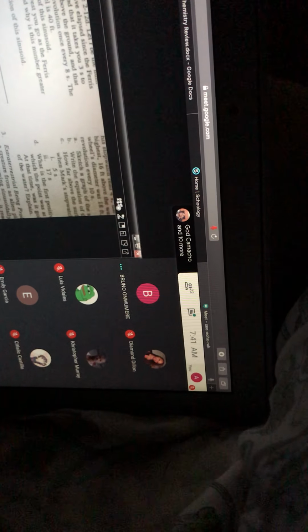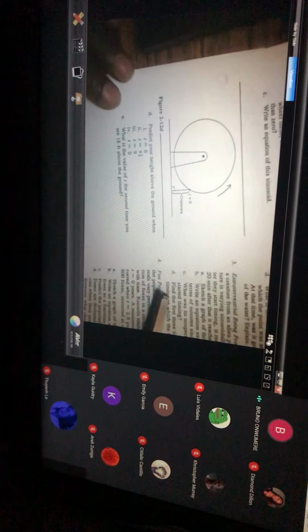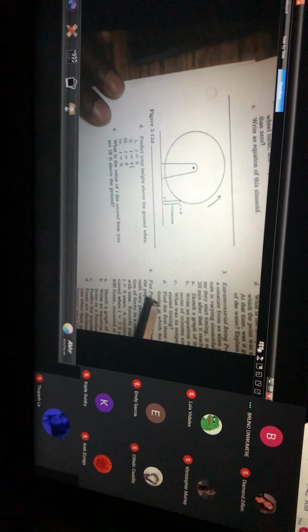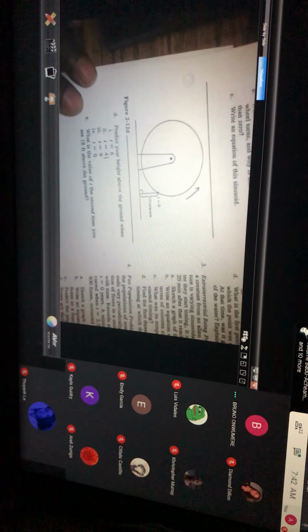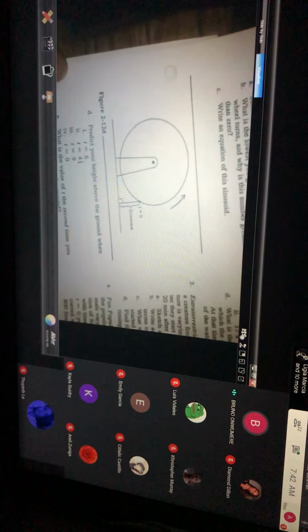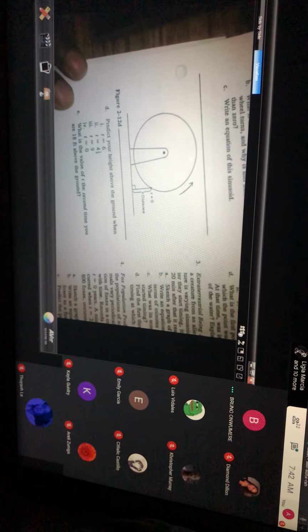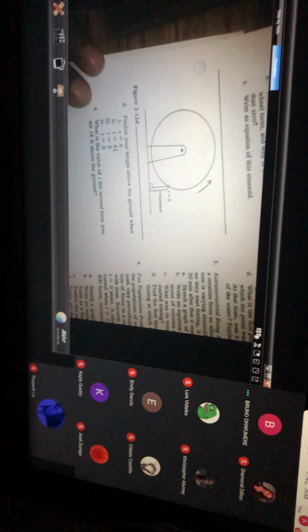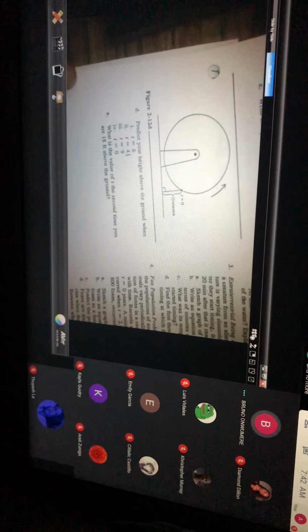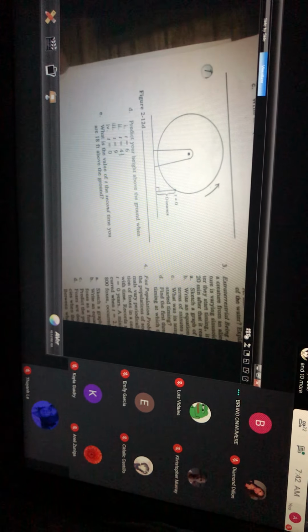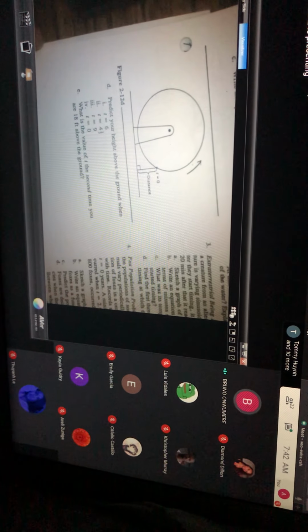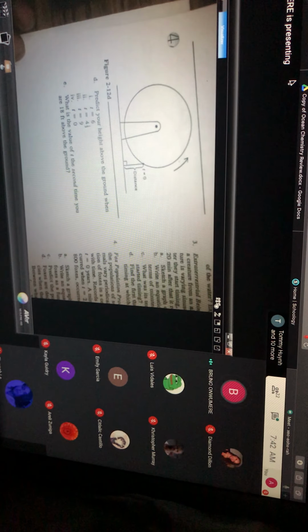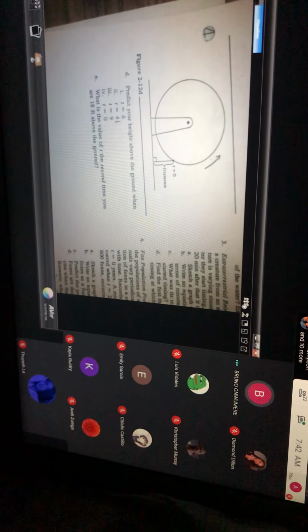D. It says D. Predict the height above the ground when the Ferris wheel is 6 seconds, 4 1/3 seconds, 9 seconds, 0 seconds. And finally, the E part. What is the value of t the second time you are 18 feet above the ground? Okay. These are real-life applications of sinusoid.